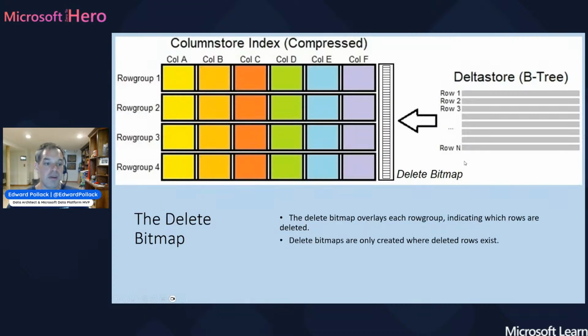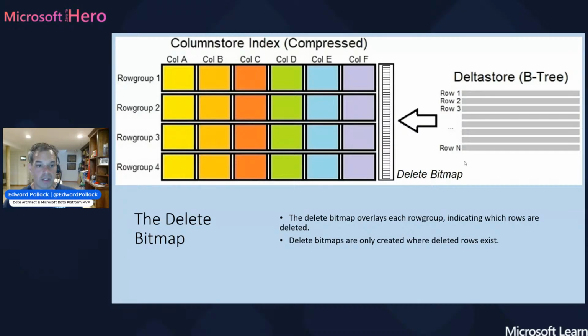So we take our previous diagram and we add in what's called the delete bitmap. Once you've deleted rows, it's created, and it's simply a whole bunch of ones and zeros, saying whether the row is deleted or not. That's it. And so it'll overlay the row groups that are impacted by deleted rows, telling us which ones are deleted. That's it. So it'll then exclude them when you read. That's it. Done.